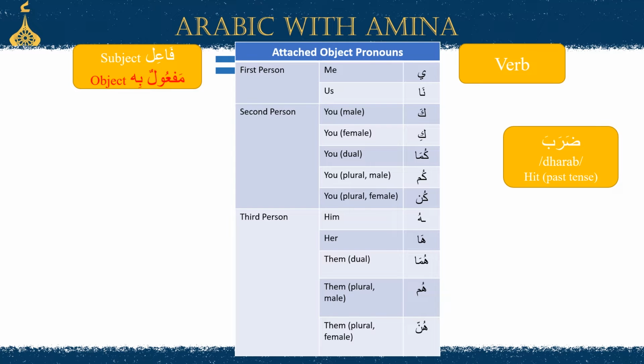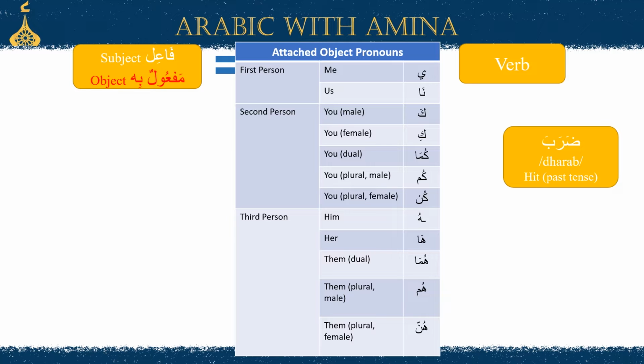First person means the person who is speaking. Second person is the person that I am talking to. And third person is me talking about someone who's not present. And we are now going to apply the pronouns to the verb. So in our first example, we're going to say, he hit me. And as we can see, our pronoun for me is the letter ya.